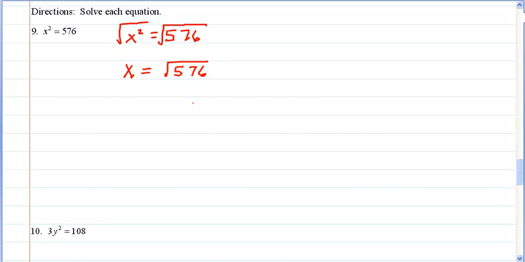So this is where you'll find it really helpful to memorize the first 25 perfect squares so that you can quickly identify that 24 times 24 is 576. So x is equal to 24, but since this is an equation, we want to include plus or minus in front.